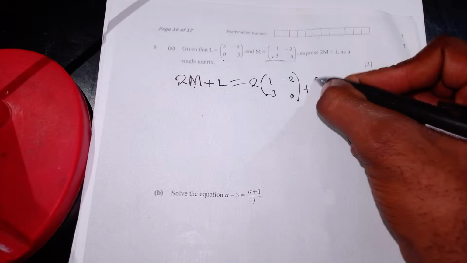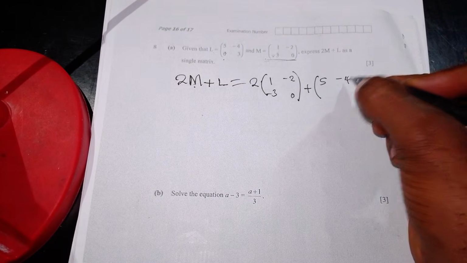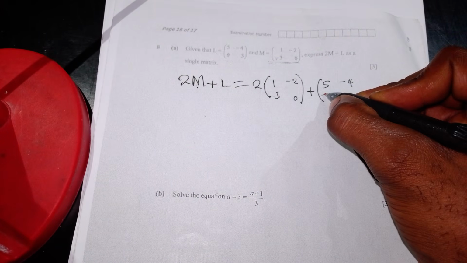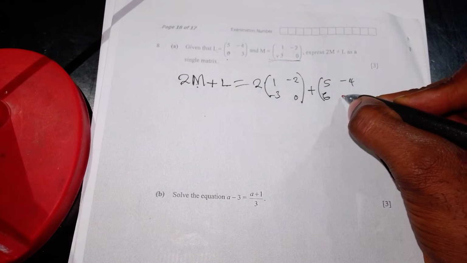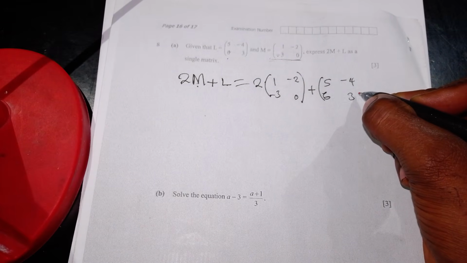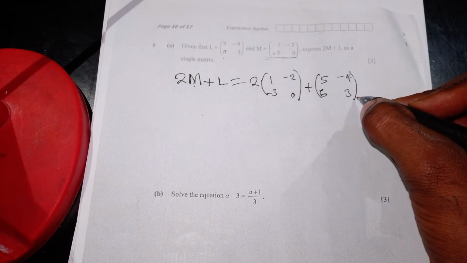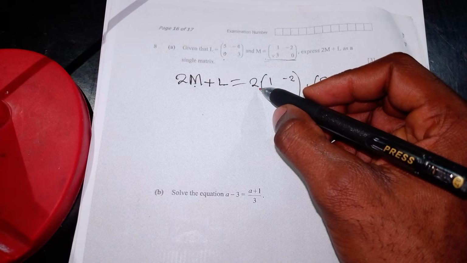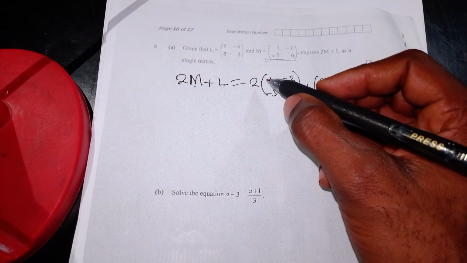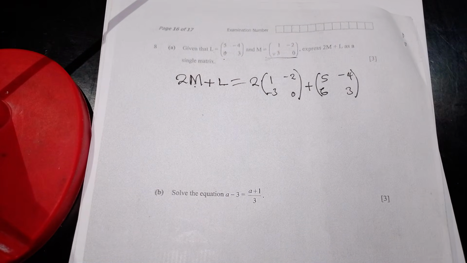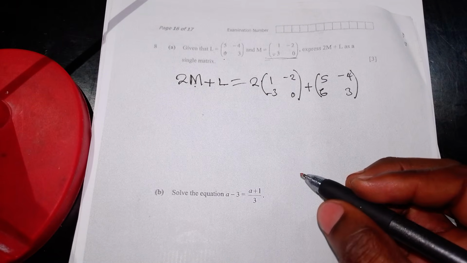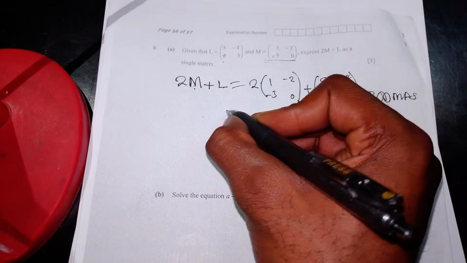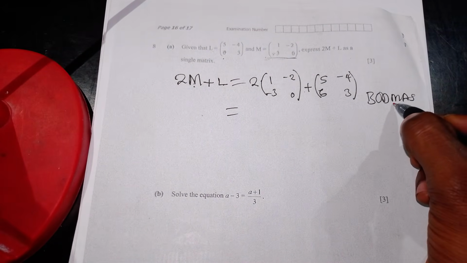5, minus 4, I think this should be a 6. Yeah, I think that's a 6. And then we have a 3 this side. And then now, before you do anything, you need to deal with multiplication here, a scalar multiplication. So according to BODMAS, before you add, you need to multiply.